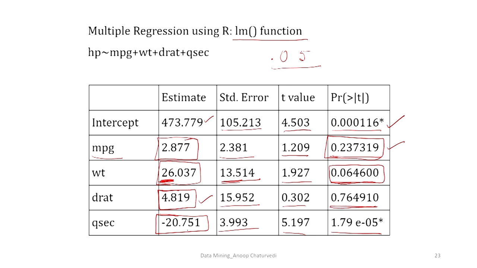For QSEC, the regression coefficient is minus 20.751. So, it has some kind of negative impact and the value is significant. The corresponding p value is quite small. So, the intercept term and QSEC, these two coefficients are significant, all other coefficients are not significant.